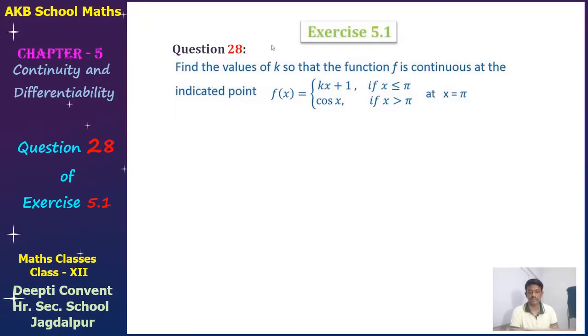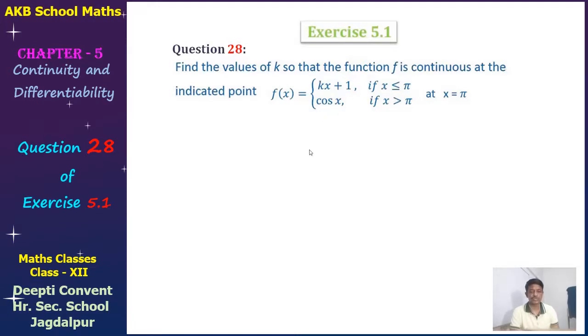Question 28 of exercise 5. Find the values of k. Show that the function f is continuous at the indicated point. That means the function is continuous at x equal to pi. Then we have to find k. The function is given like this, in two parts: less than or equal to pi and greater than pi, the function has different values.